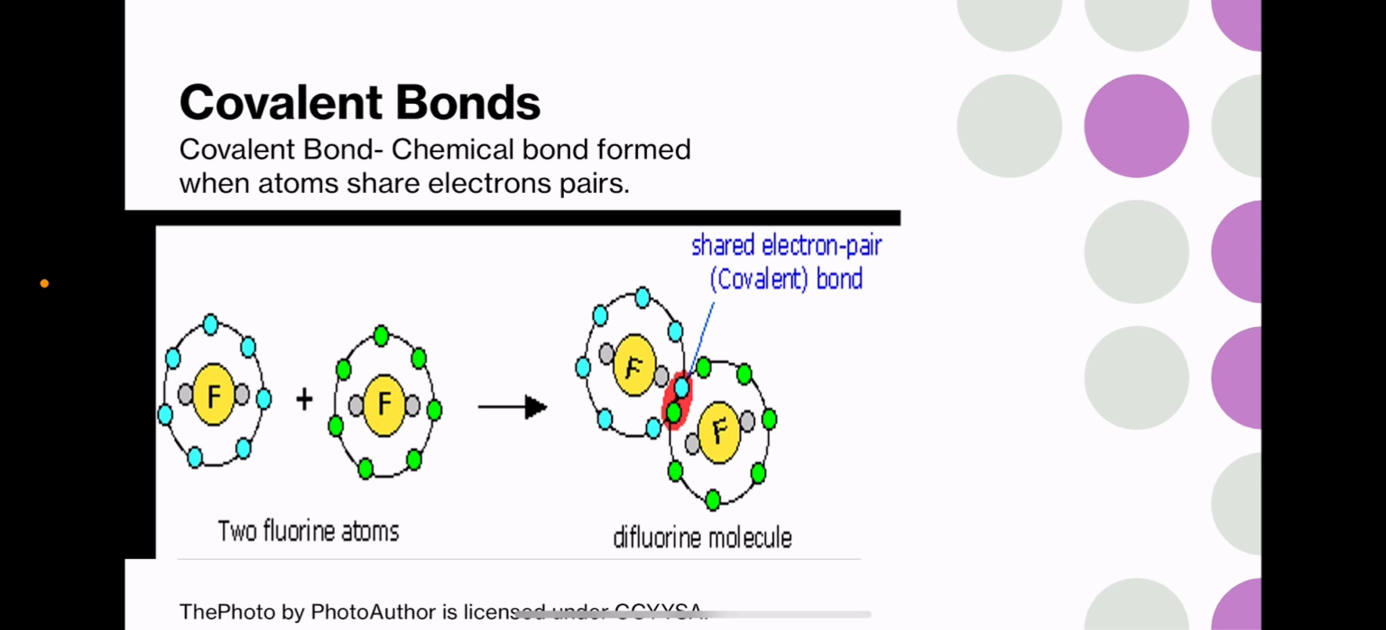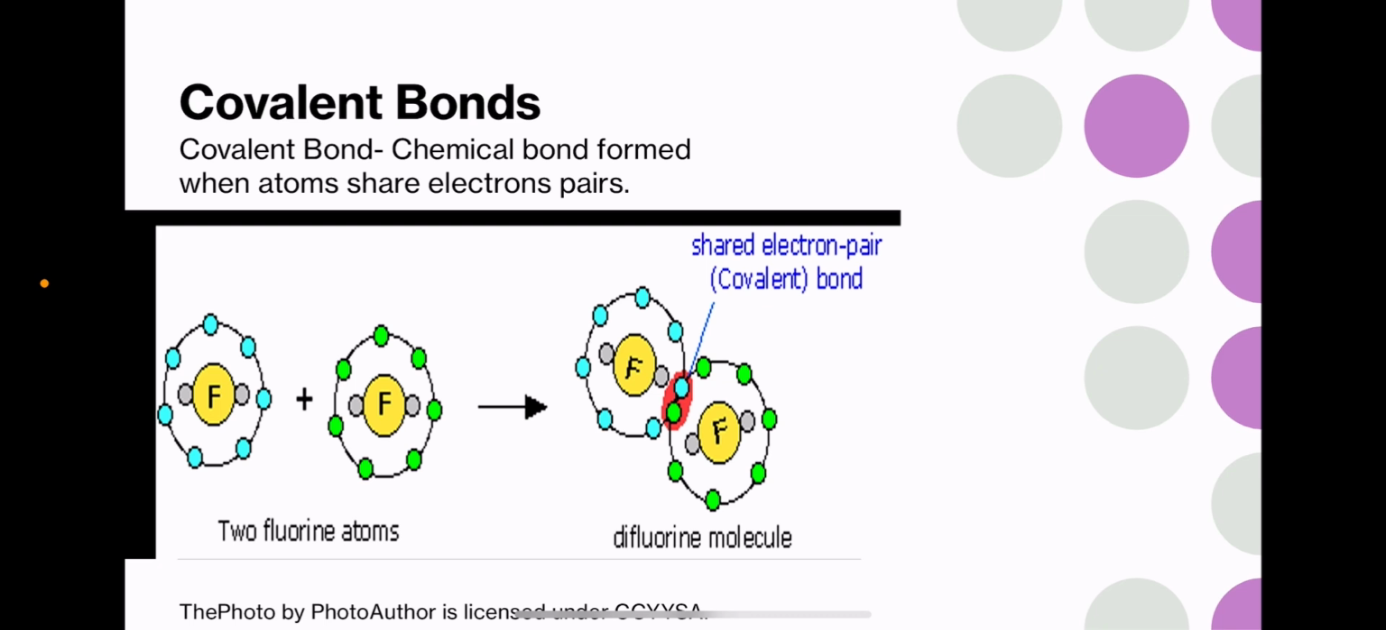First and foremost, covalent bonds are chemical bonds that form when atoms share electrons in the outer or valence shell. When the electrons are being shared, they create an electron pair. When looking at the visual aid provided, we see two fluorine atoms. And then, to the right of the arrow, we see a covalent bond formed, creating a difluorine molecule. This new molecule has an octet of electrons in the outer shell, fulfilling the goal of a chemical bond. The electron pair is highlighted in red where the two fluorine atoms are covalently bonded, sharing an electron.